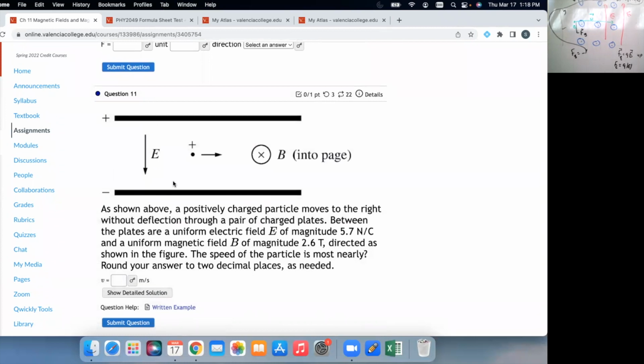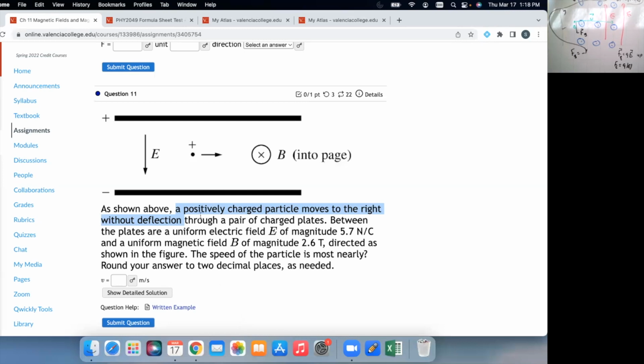The similar question there, only now we're looking for, okay, so notice here we're going without deflection. So I've got two different forces pushing on this charge, but neither one wins. So just think about that for a second. What are E and B going to have to do so that neither one wins? And then using the same formulas we have here, calculate the velocity that would make that happen.